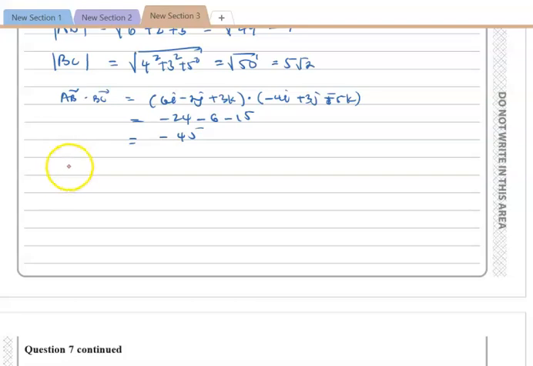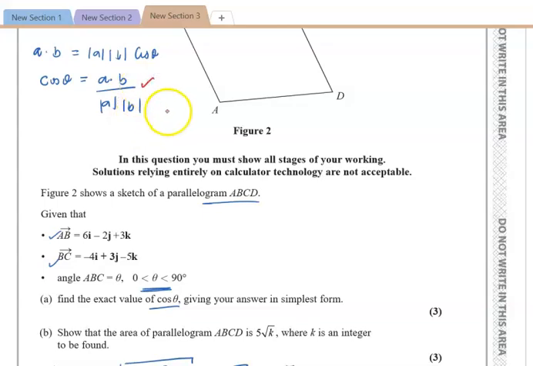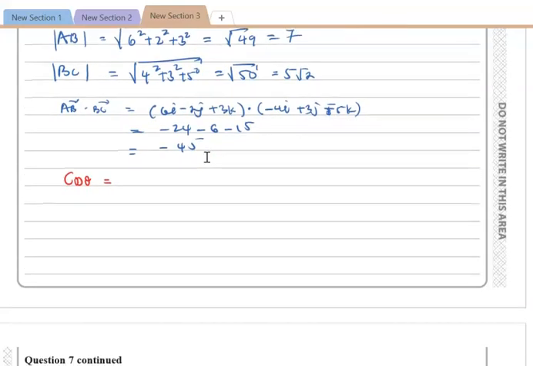All right, so now we put in our formula. We have cos of theta, the cos of the angle, as equal to the dot product over the product of the modulus, using the formula that we just started with. Then we just substitute in here. So you have the dot product, which is minus 45, over the modulus, which is 7 times 5 root 2. Your answer here, when you simplify and rationalize, you can just put in your calculator, is going to be negative 9 root 2 over 14.